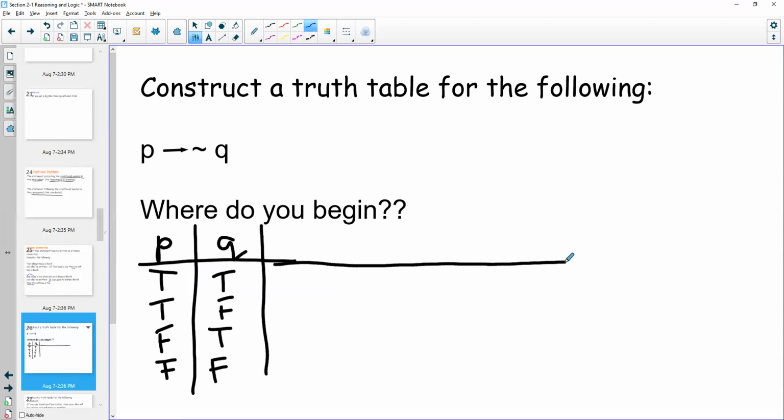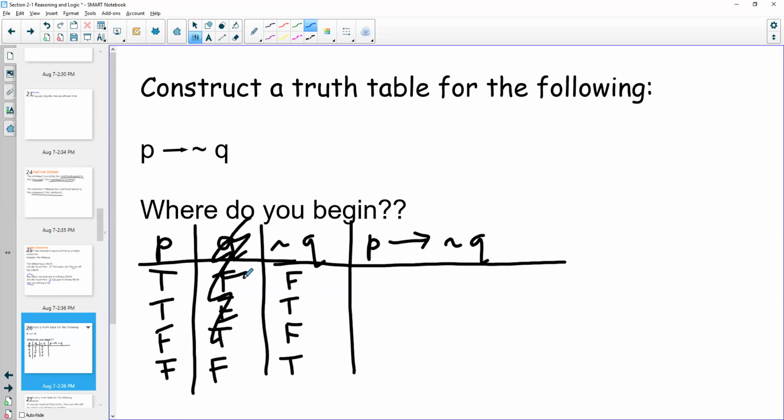Now look at the ingredients. We have the basics. Let's go up a step. What do we need next? Well, we need not Q. So let's negate Q. Here it is, here's my negation. And then let's do P, then not Q. So we're going to ignore Q here because we're only using P and not Q.